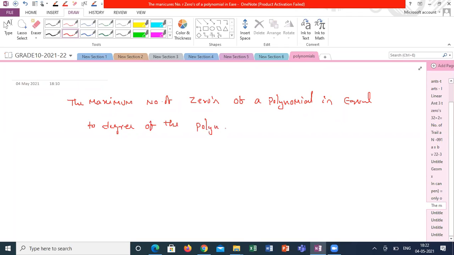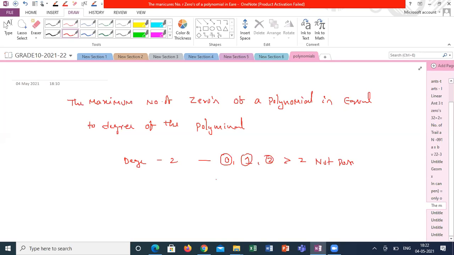Now I can modify the statement, and it is clear. Suppose the degree is 2. The possibility is either 0, or 1, or 2, but more than 2 is not possible. It depends upon what kind of coefficients it has.